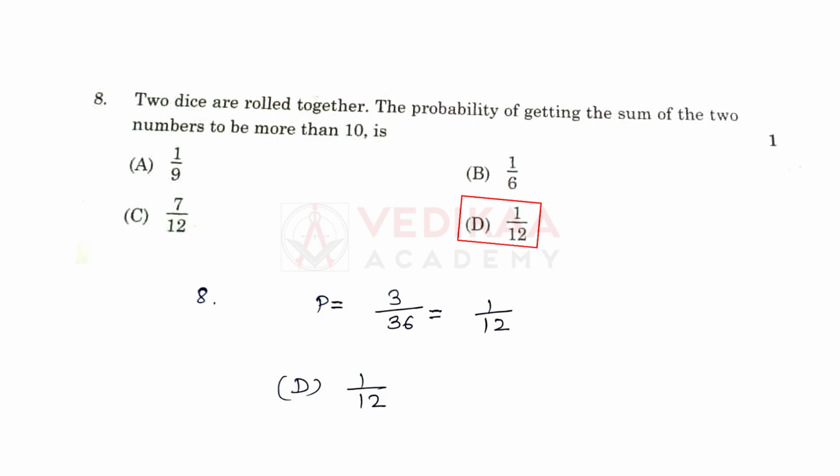Question number 8. Two dice are rolled together. The probability of getting the sum of two numbers to be more than 10. So here we know that only three possible favorable events were there. One is 5, 6, second one is 6, 5, and the third one is 6, 6. So favorable number of events were 3, and we know that when two dice are rolled, total number of events are 36. So required probability is equal to 3 upon 36, which is equal to 1 upon 12. So the correct option is D, 1 upon 12.